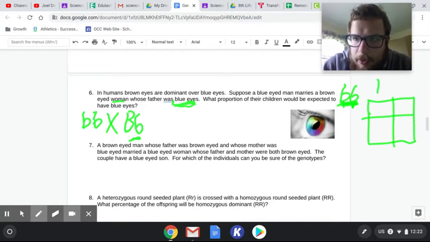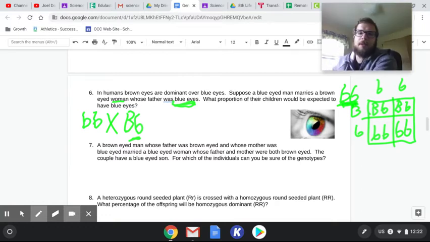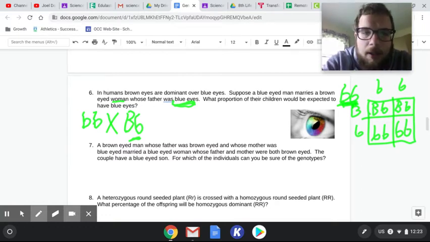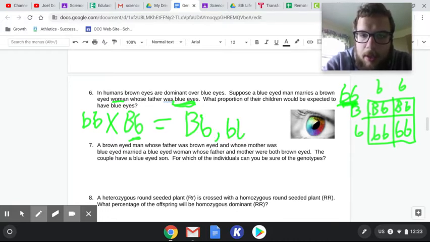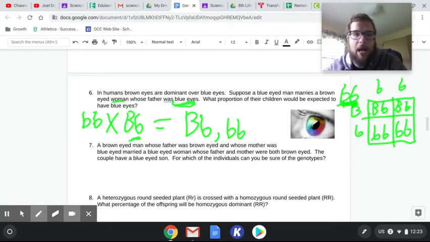And we're going to do little b, and then big B, little b. So big, little, big and little, little, and little. Okay, so this is a case of 50% again. Their offspring are either going to be big B, or little b. They've got a 50-50 shot at being brown-eyed or blue-eyed, okay?